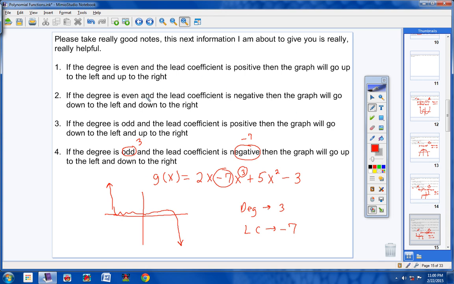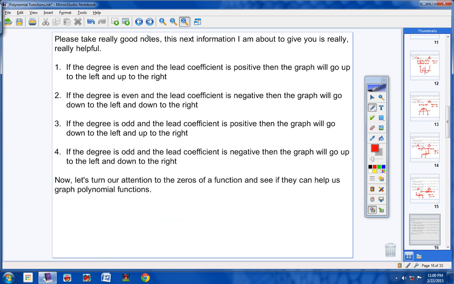I'm not going to have you quote them or fill in the blank or write them out on a test, but you need to know them so you can use that information to help you graph polynomial functions. Okay? Alright, moving on. Now let's turn our attention to the zeros of a function, and let's see if they can help us graph polynomial functions.